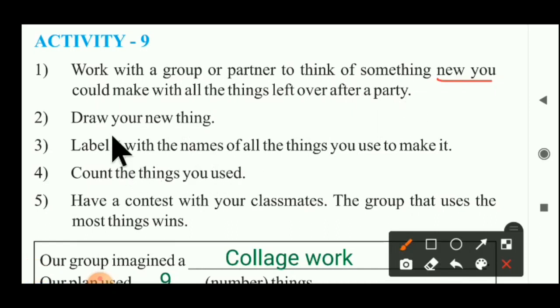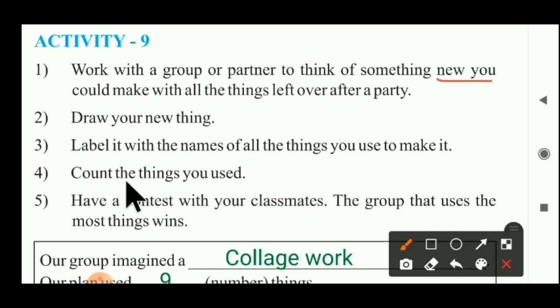Second one, draw your new things. You have to draw your making new things here in that textbook. Third thing, label it with the names of all things you used to make it. After completing new things, you have to give label which things is used in making that things. So you have to make list also. Use the list, things list.